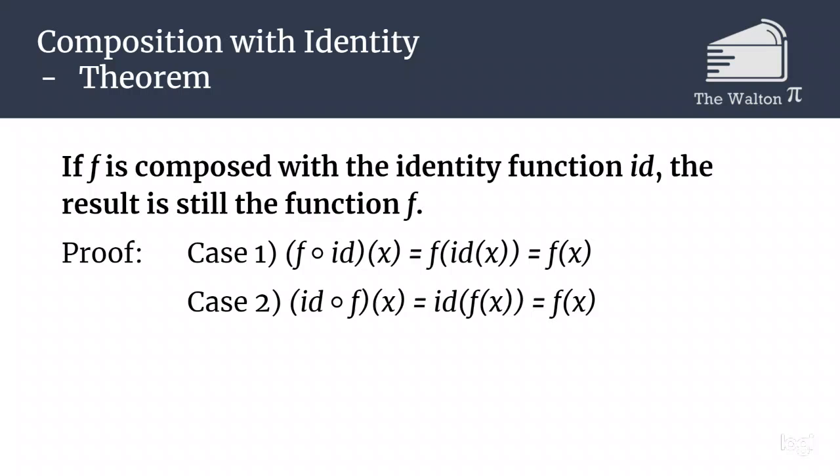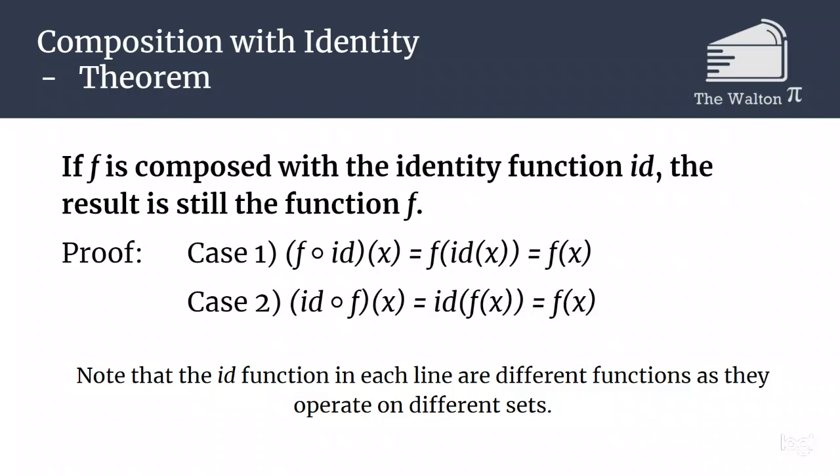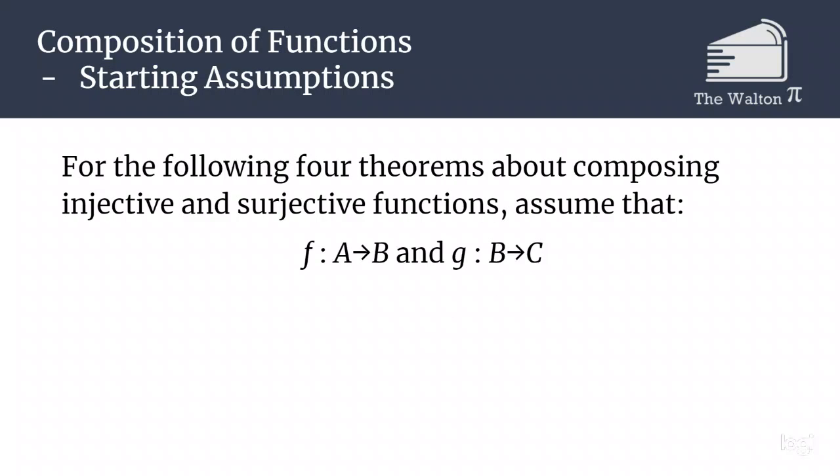Now, an important thing to notice is that these two identity functions in case 1 and case 2 are actually different functions because they are operating on different sets. In case 1, since f is a function from A to B, the identity function on x is going to be the identity function on the set A, whereas in case 2, the identity function is going to be the identity function on the set B.